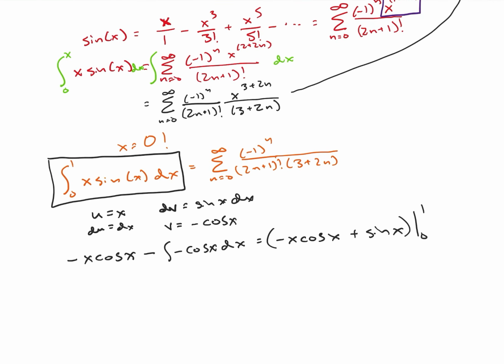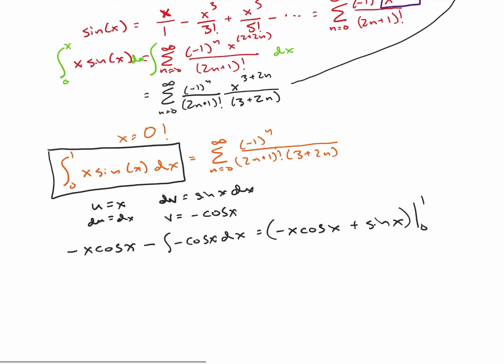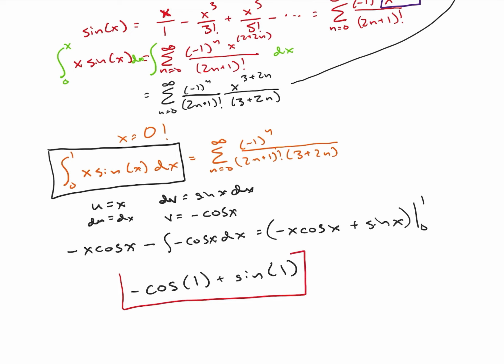So negative 1 times cosine of 1, we get negative cosine of 1 plus sine of 1, minus 0 times cosine of 0, which is 0, plus sine of 0, which is 0. So our final answer is this. It turns out that the series comes out to exactly sine of 1 minus cosine of 1.